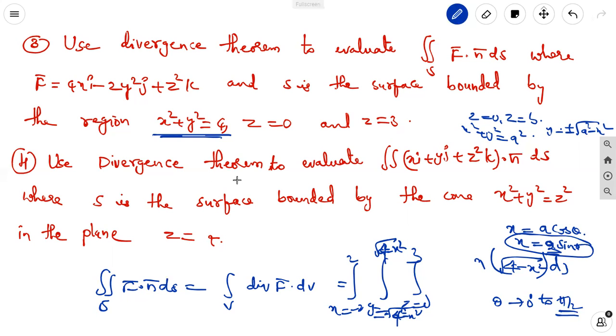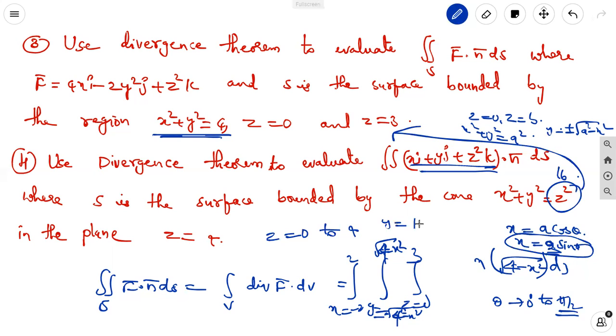Okay. Next, it is f vector dot n vector ds, where s is the surface bounded by the cone. Cone means in the place of z square, you should write z equal to 4 means 16. Same similar to above only. The limits of z from 0 to 4 and the y limits are plus or minus under root 16 minus x square, and x limits are plus or minus 4. So it is also, you can take polar form. In the polar form, x equal to 4 sin theta.